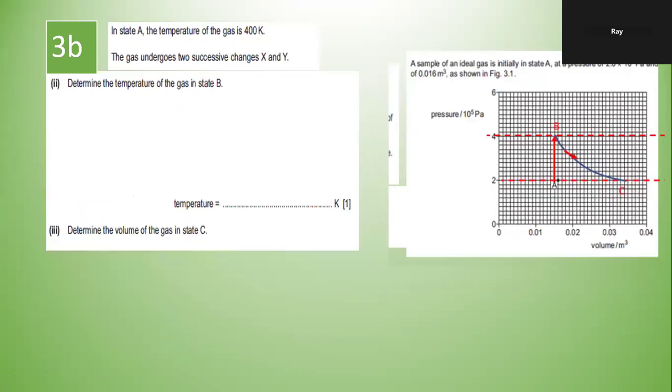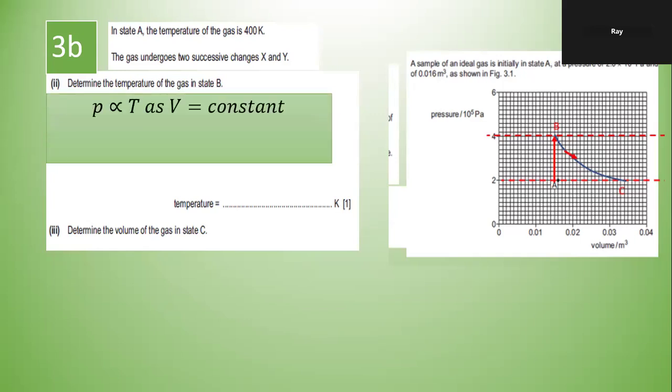Determine the temperature of gas at state B. Remember, P is proportional to T, as V is constant. The pressure is double, so the temperature is also double. Absolute temperature is also double.